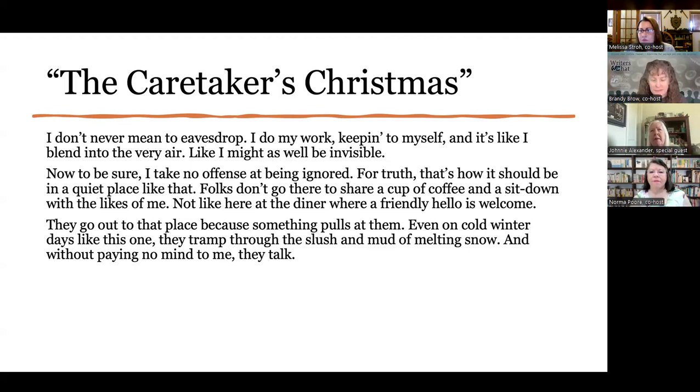How would you describe the word choice and cadence of When Memory Whispers? More flowing, more picturesque, whereas The Caretaker's Christmas is a little bit more choppy, a more distinctive, maybe not perfectly spoken voice.